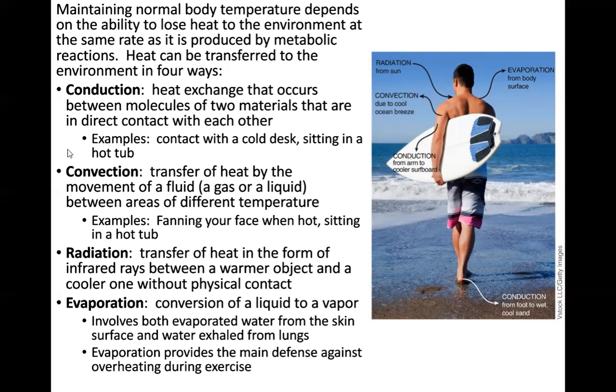Sitting in a hot tub would be an example of a way that our body could gain heat, because typically hot tubs are 100 degrees or so, which is warmer than our body. Convection is the transfer of heat by the movement of a fluid. A fluid could be like the water that he is standing on in the wet sand, or if he was to jump in that water. But gases are considered a fluid as well. So the gas in the air, when it moves across your face, like if you fan your face or a breeze hits your face, is a way to transfer heat to the environment.